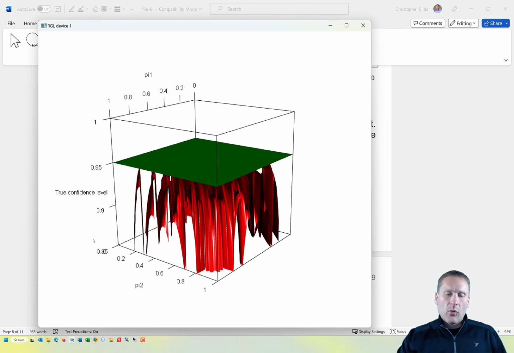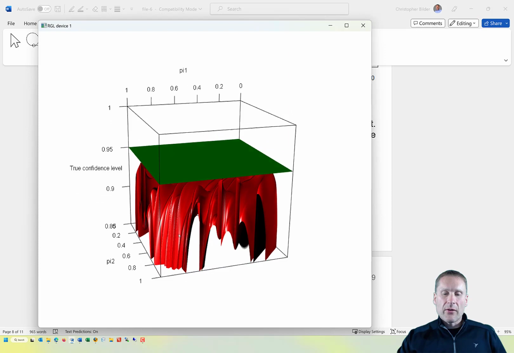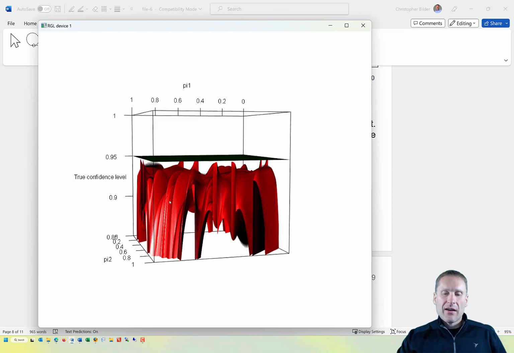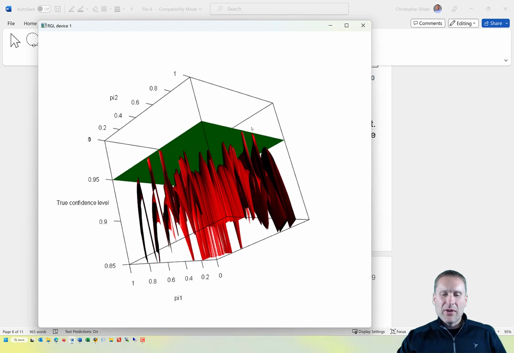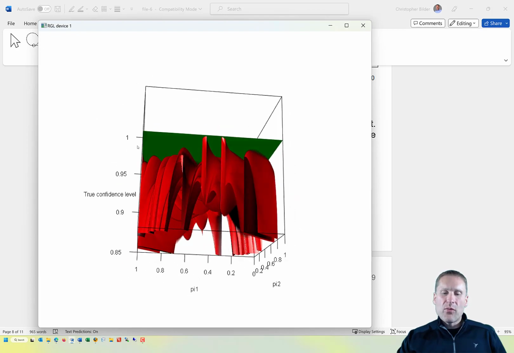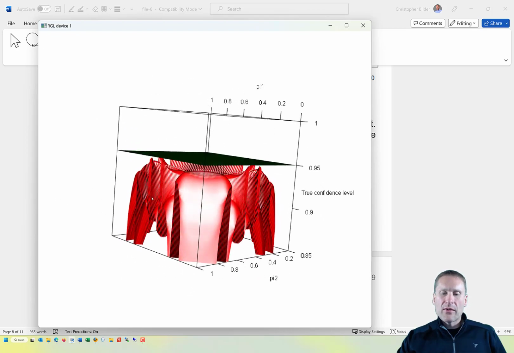Here, on what would normally be thought of as the z-axis when we plot in 3D, is my true confidence level. And I draw a plane at 0.95 because that's our goal. We want a true confidence level of 0.95. And what I've done is plot the corresponding Wald interval true confidence level. As you can see here, the true confidence level never, at least it doesn't appear so, ever actually reaches 0.95 as I spin through this plot here.